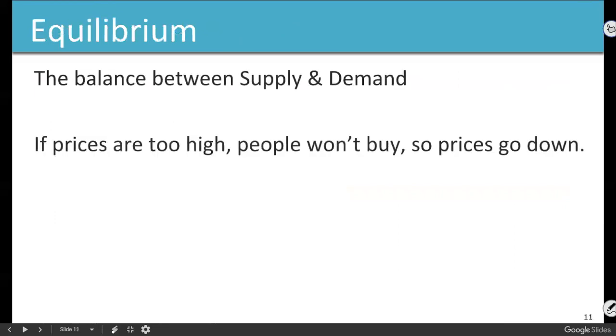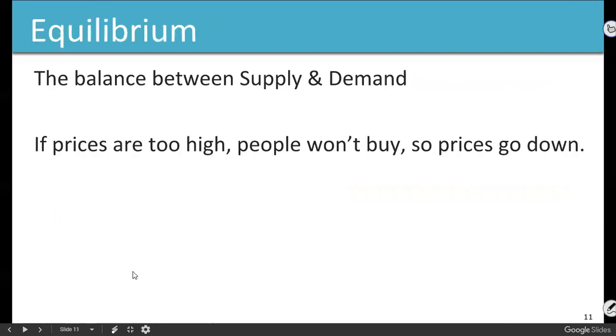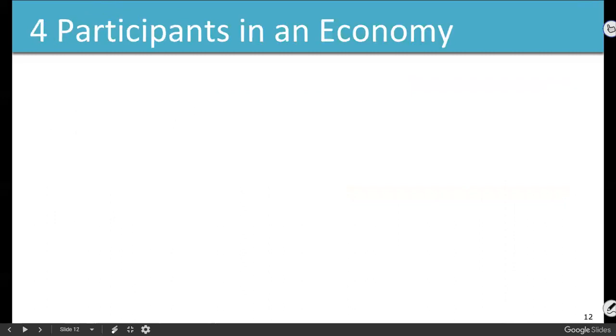Equilibrium is a balance between supply and demand. If prices are too high, we're not going to buy as much, so the prices are going to go down, and producers are going to reduce their production.